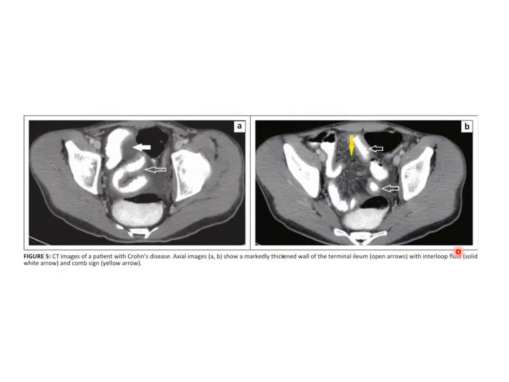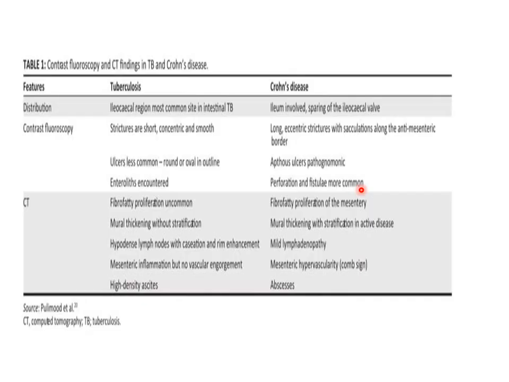As we see here, this is Crohn's disease. There is thickening in the wall, and we see this increased hypervascularity, the comb sign. By the way, previously they thought that TB of the ileocecal valve was the same as Crohn's, but they found there are two different diseases.